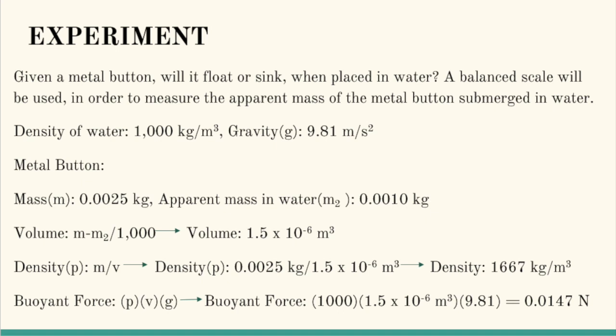And the buoyant force is the density of water multiplied by the volume of the metal button, again multiplied by the gravity, which is 9.81 meters per second squared. And so the buoyant force altogether turns out to be 0.0147 newtons.